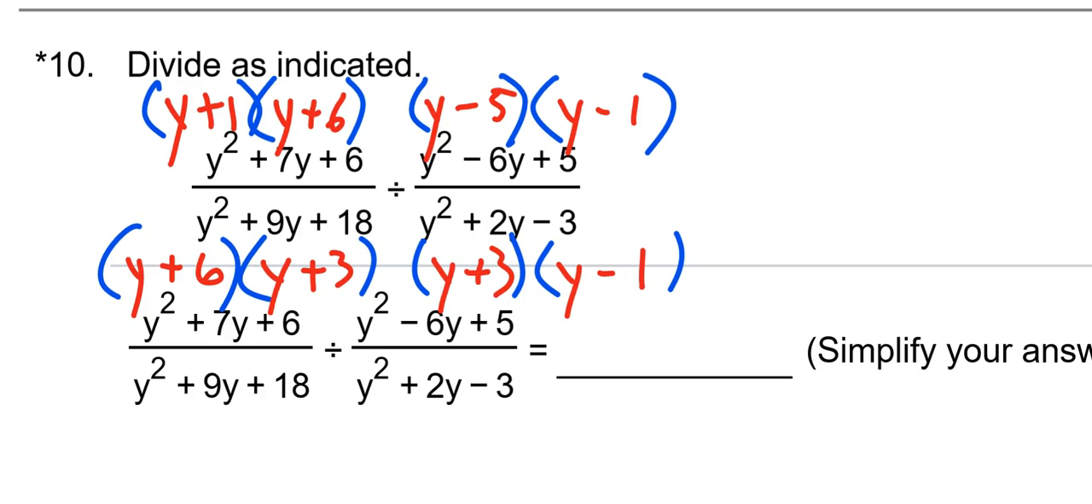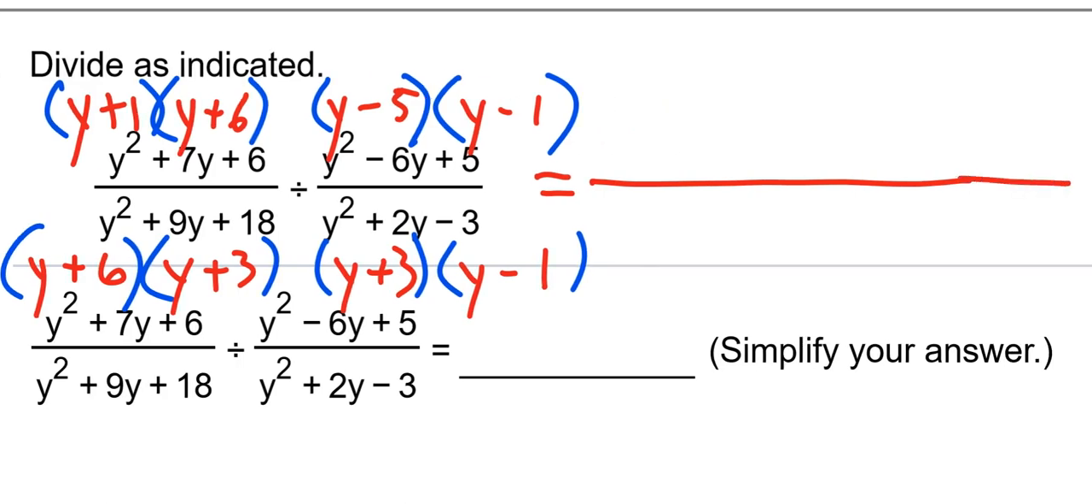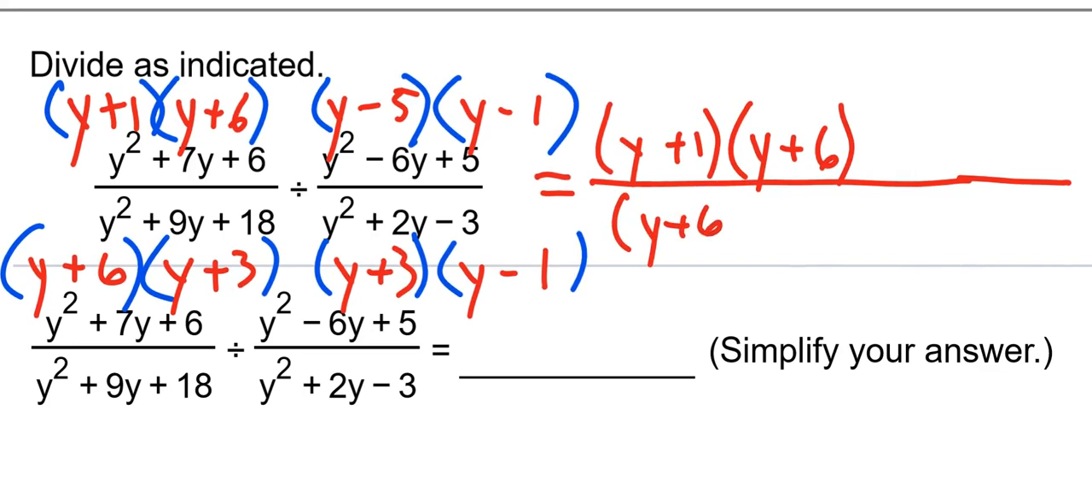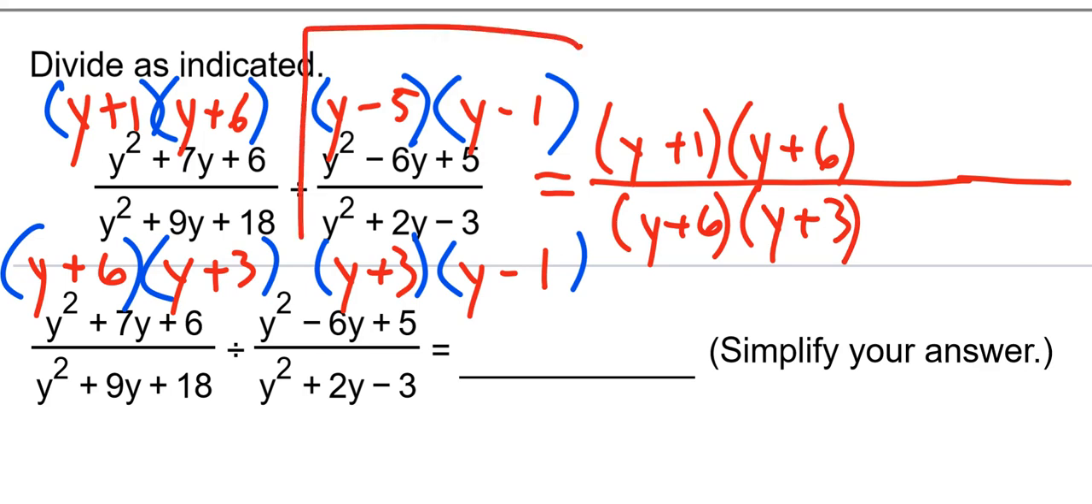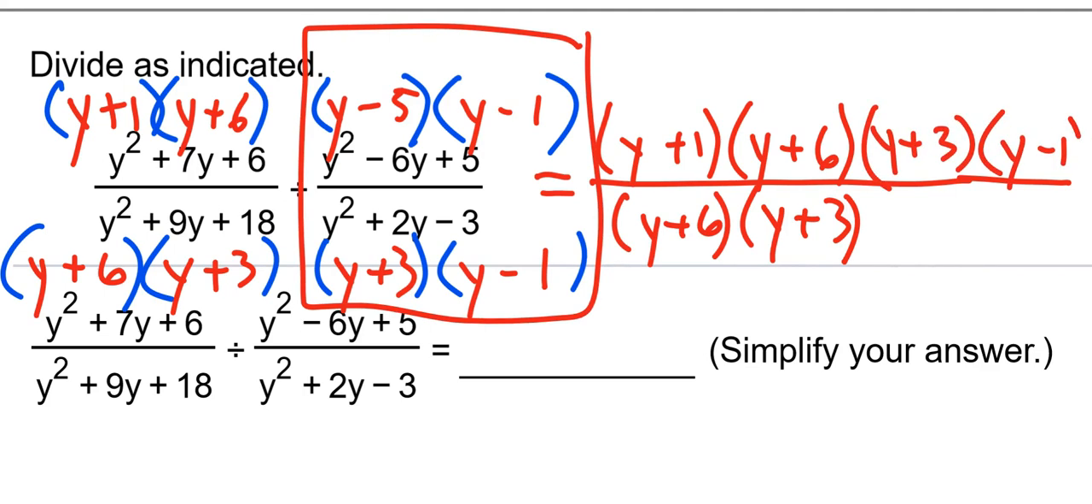Yes, okay. So now we're going to make one big fraction. Yep. And we got our y plus 1 and our y plus 6. Is it y plus 1 over y minus 5? Well, you're probably ahead of me. So then what am I going to do with this second fraction? Flip it. Okay, so the y plus 3, y minus 1 comes up here, and the y minus 5, y minus 1 goes down there.